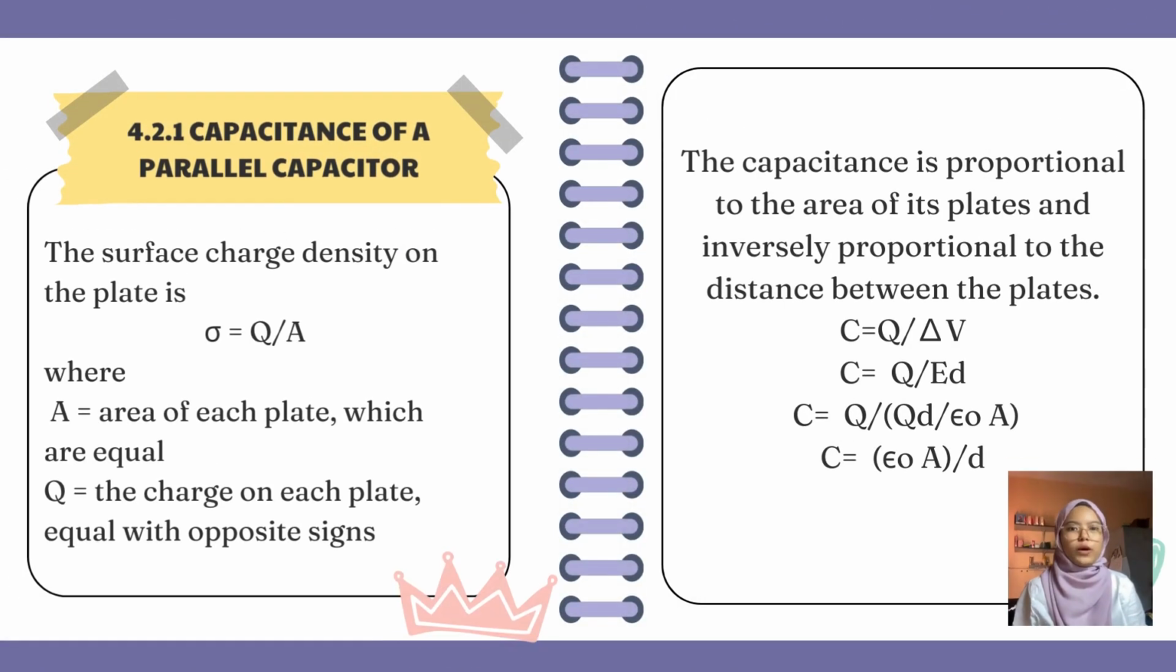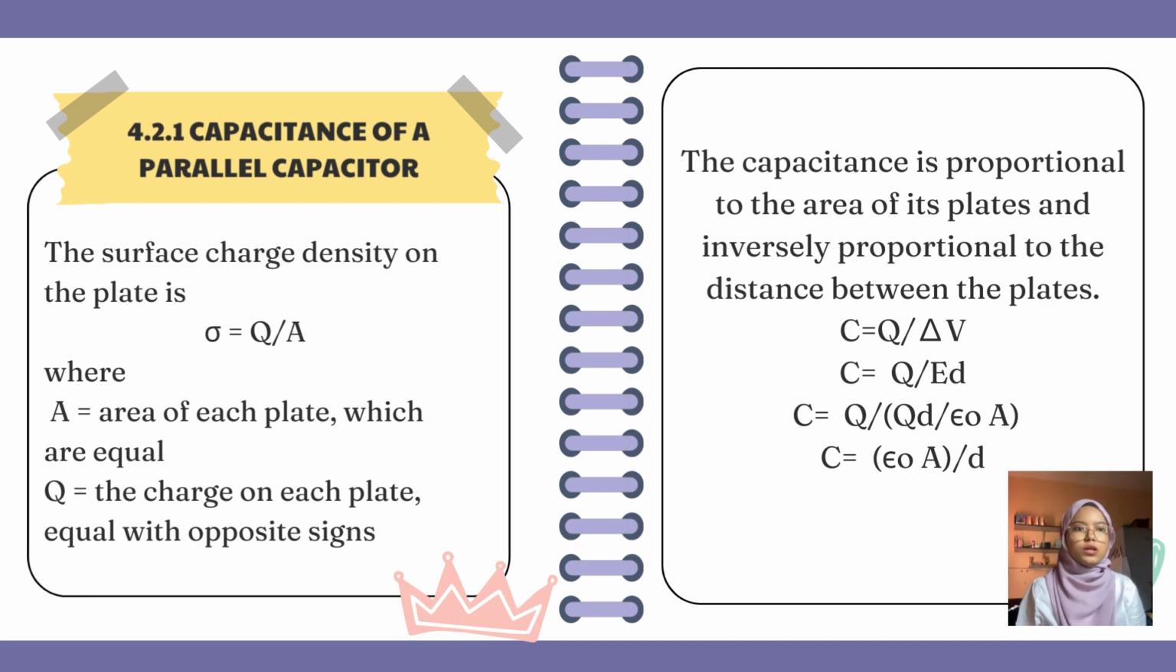Let's start with 4.1. Capacitance is a property of a capacitor used in electronic circuits, and understanding it is essential for circuit design. Let's begin by discussing surface charge density. Surface charge density is defined as the ratio of the charge on each plate to the area of each plate. We can express it as sigma equals Q per A, where sigma represents the surface charge density, Q is the charge on each plate, and A is the area of each plate.